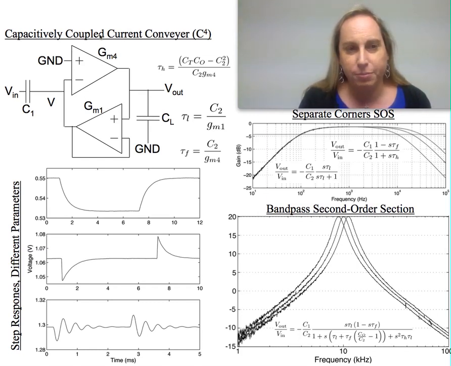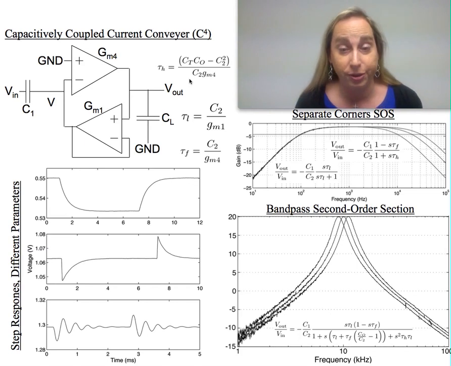It's entirely dependent on G sub GM4, but it has this complex term of CT, which is the total capacitance at this node, times the total capacitance C0 at this node, minus that value squared over C. That may seem like a fairly complex structure, but it turns out to be very useful. In a sense, it gives you a sort of multiplication of capacitance. It does, in one sense, look like a capacitor multiplier structure.